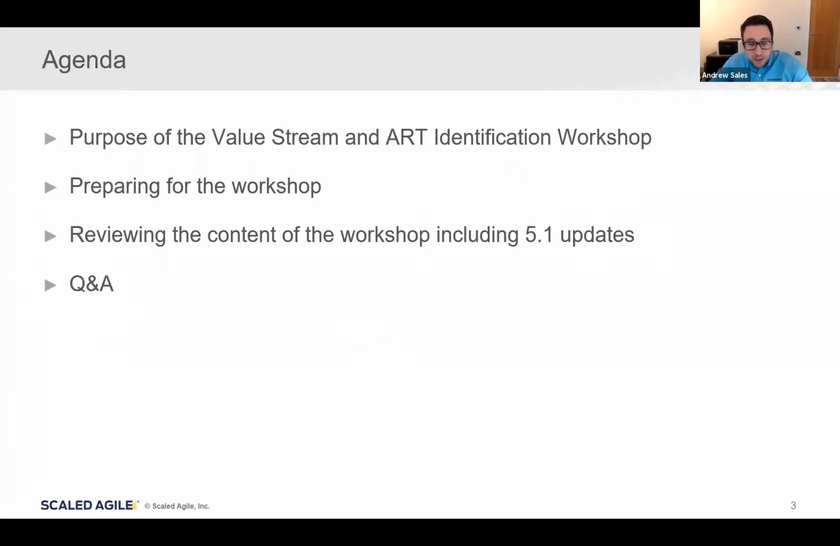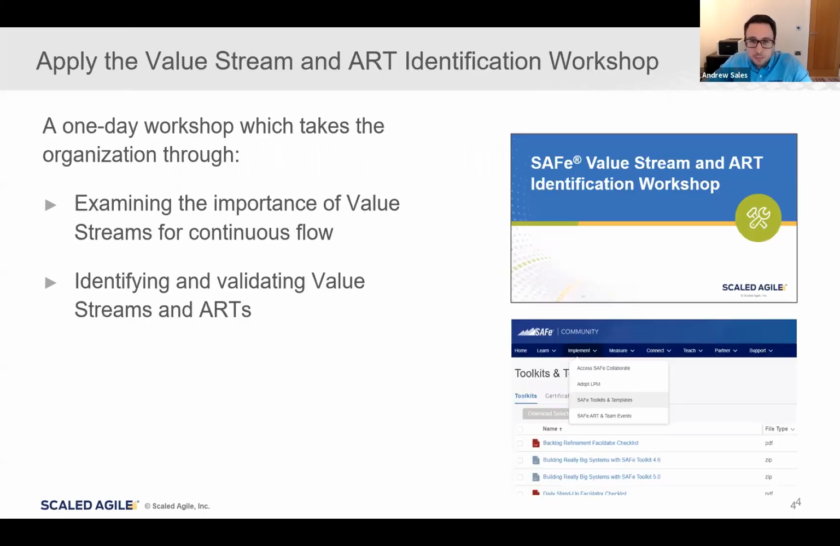So we'll start by briefly talking about the purpose of the value stream and art identification workshop. Then we'll talk about some suggestions for how you might prepare for that workshop. And the bulk of the webinar will really be focused on reviewing the content of the workshop, and of course, the updates to the 5.1 version of the toolkit. And then hopefully at the end, we'll have some time that we can pick up any questions you may post. Leishan's also going to respond to questions along the way, so please don't wait to post your questions into the Q&A function.